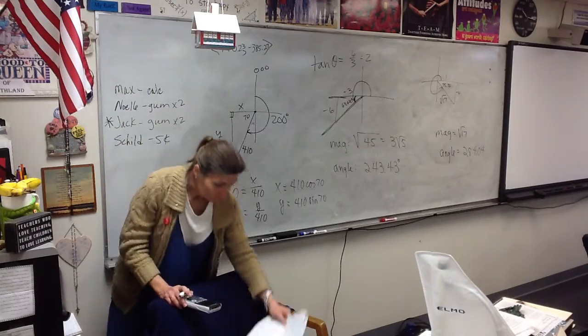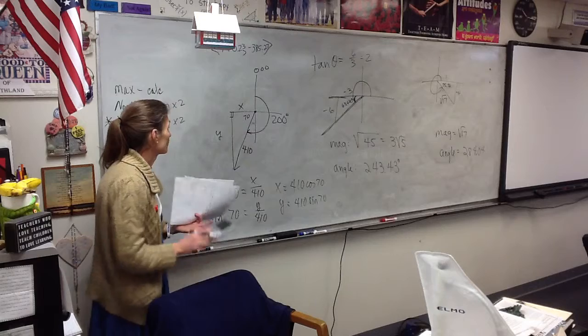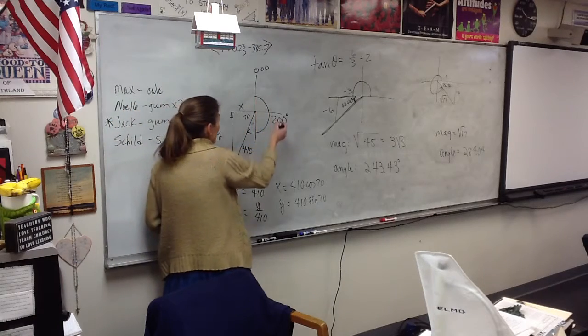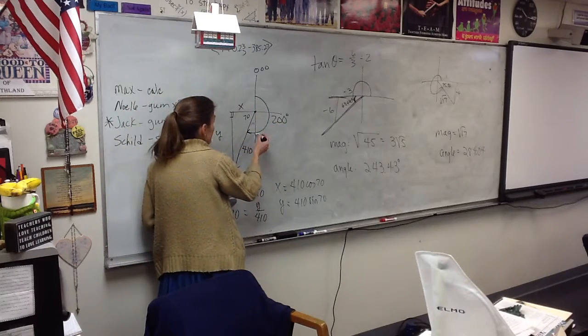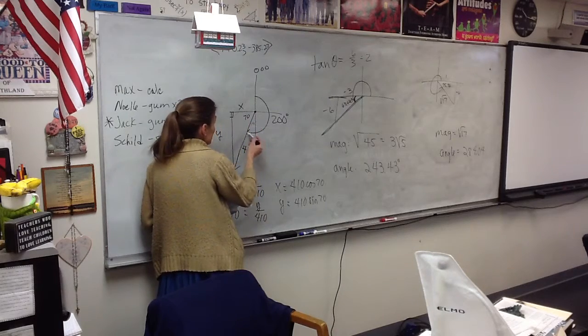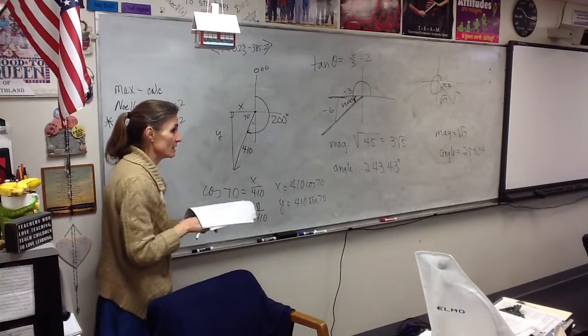Wait, can you explain why? Somebody? This is 180. This would be 20. The quadrant's 90. If this much of it's 20, that would have to be 70.